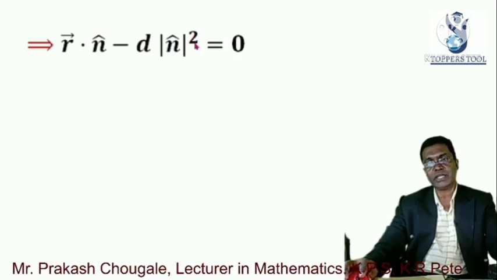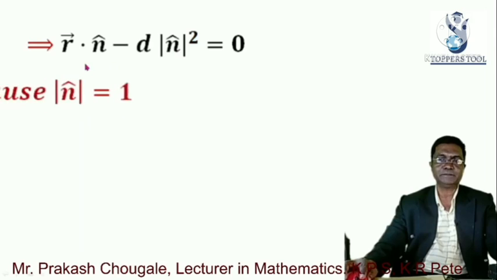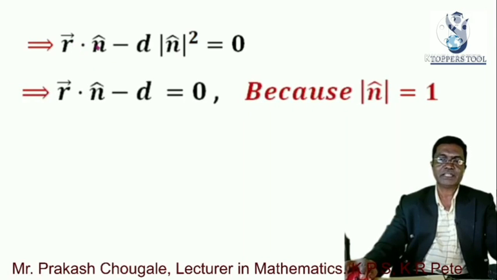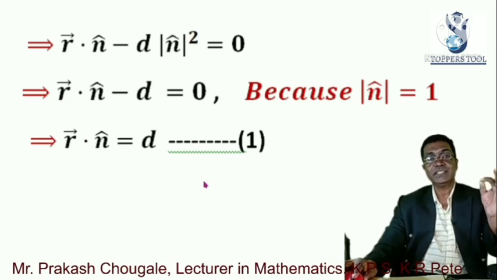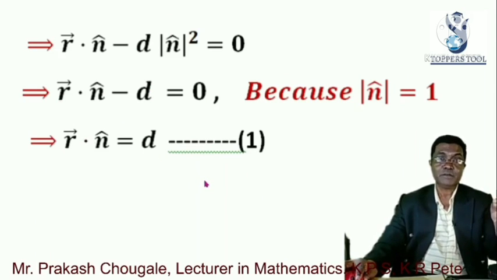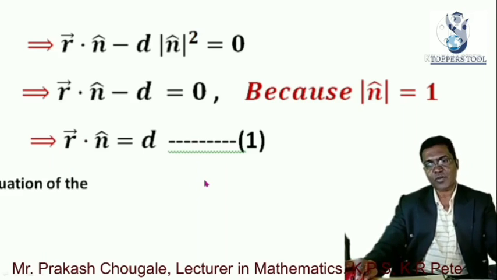And as we know, n cap is what? It is a unit vector in the direction of the normal. So its magnitude is 1. So you are left with vector r dot n cap minus d is equal to 0, because n cap is a unit vector, so its magnitude is 1. So if you transfer d this side, you will get vector r dot n cap is equal to d. So this is the equation of the plane in vector form.